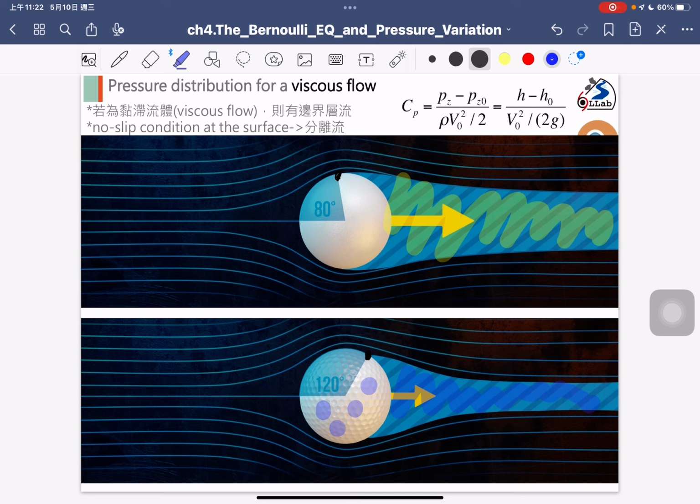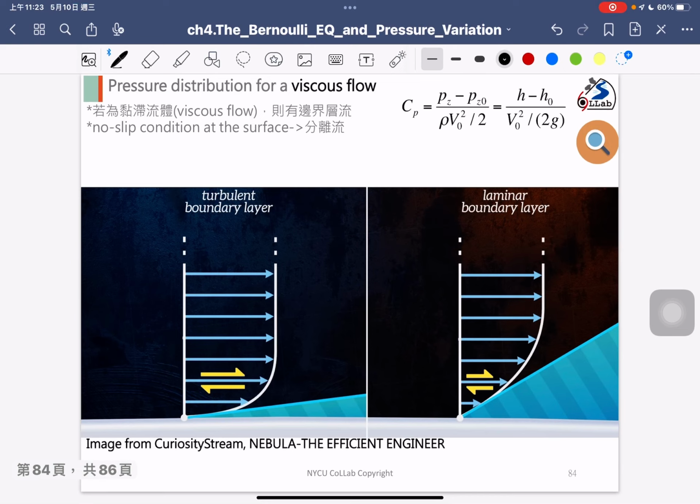The reason why we can change the separation point is because we make a hole on the ball, and the hole will induce turbulent flow. The hole will have a turbulent flow effect. And as you remember, with turbulent flow, the velocity profile will be close to the uniform flow. So that's the reason why we make the hole, and we have the turbulent flow effect.